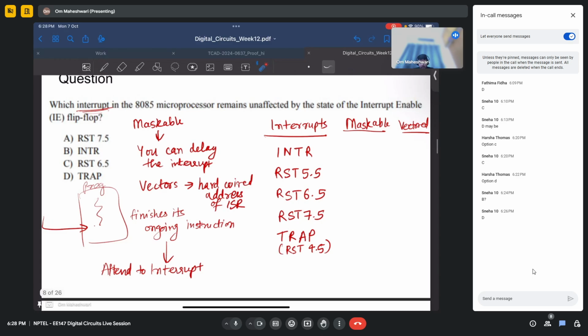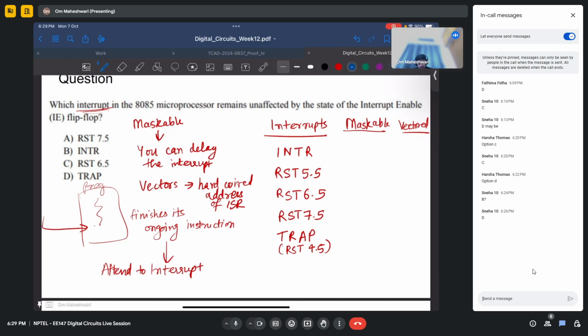So it has a hardwired address of the interrupt service routine. That means the interrupt service routine will contain what you want to do when the interrupt arrives. Vectored interrupts are those which have this address fixed, they already know you need to go to this address and then perform something. Non-vectored interrupts do not have a fixed address of the program. You need to provide the address of what you want to do.